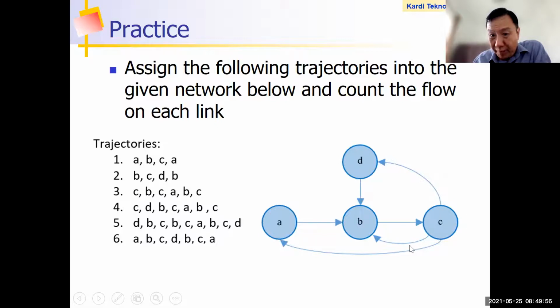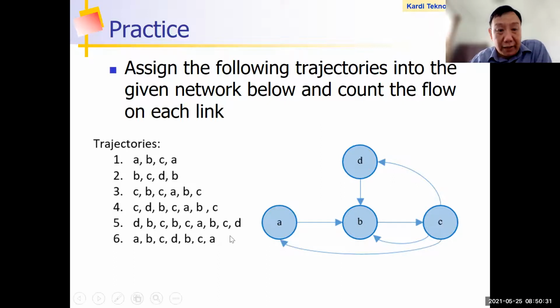So let's define any number of trajectories, but I give you here the trajectories. Number 1 is A, B, C, A. Number 2 is B, C, D, B. If you look at all these trajectories, you will see that the first node and the last node are the same. So it means it will create cycles, right?